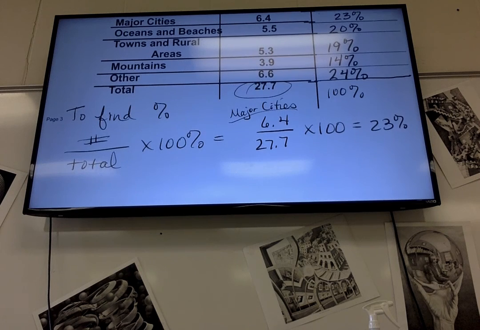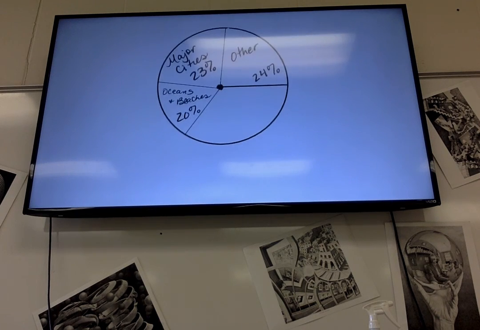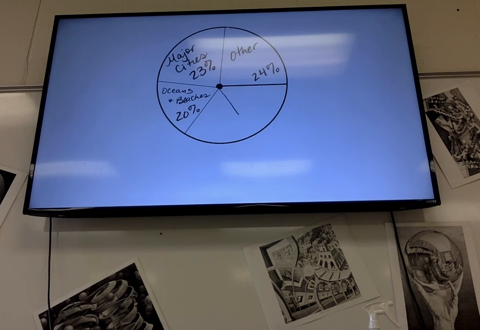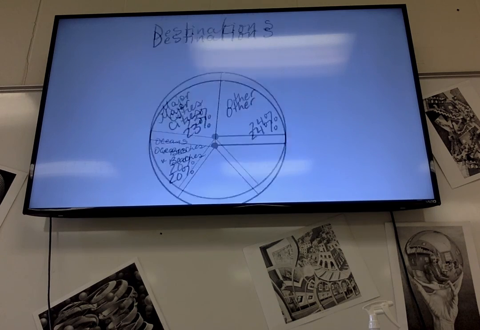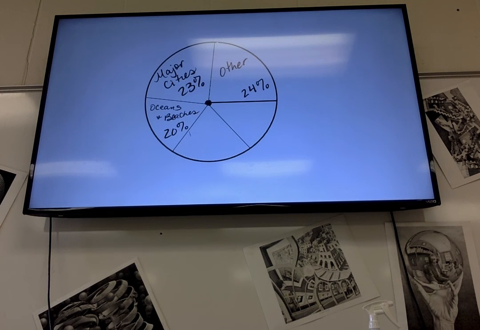Then we had 19%, so real close to the same size as this one. Not quite there. There is towns and rural areas. And it actually looks like that one, I drew it bigger. It's close enough, it's no big deal. And then the last one was 14%, those mountains.